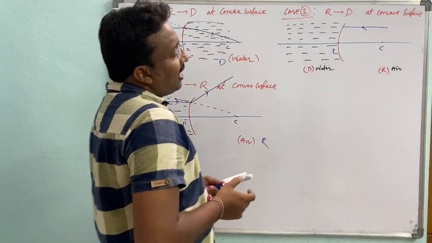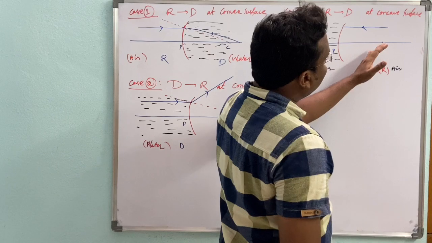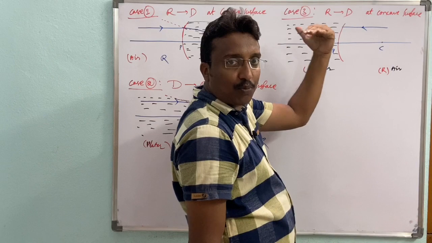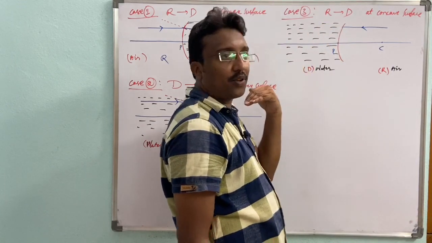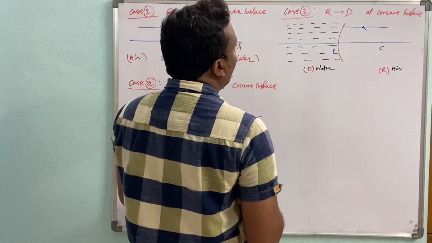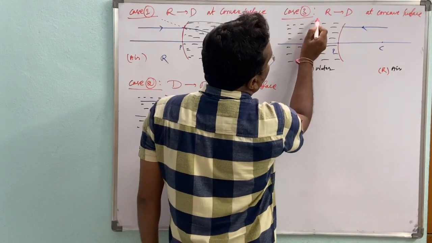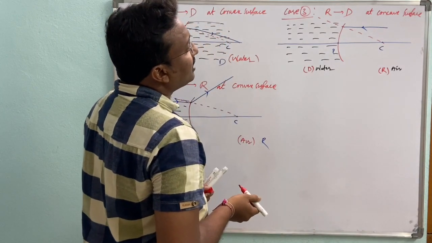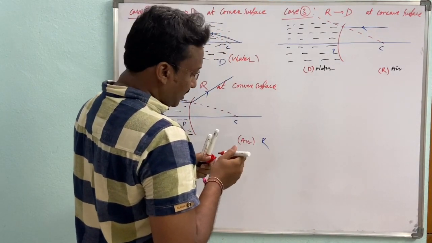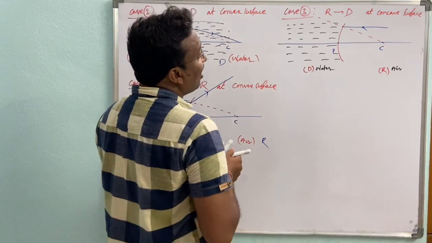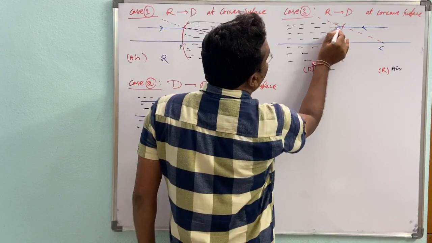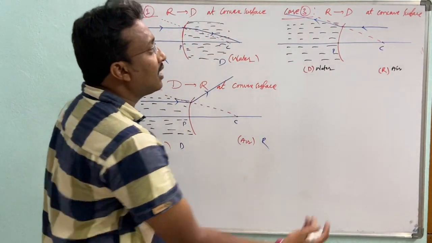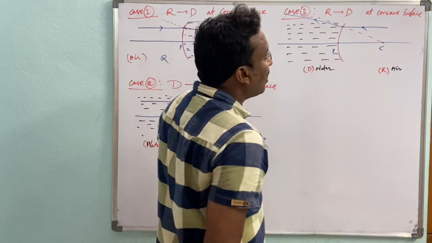Right. If the incident ray passes from a rarer to a denser medium, after refraction it passes towards the normal. Got it? Then here I am going to draw one normal. In which direction should it bend? Towards the normal. Then it bends in this direction. Got it? It bends towards the normal.